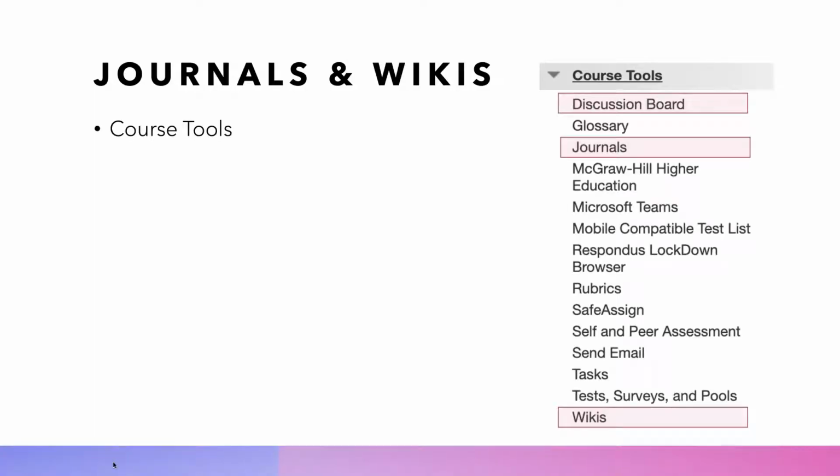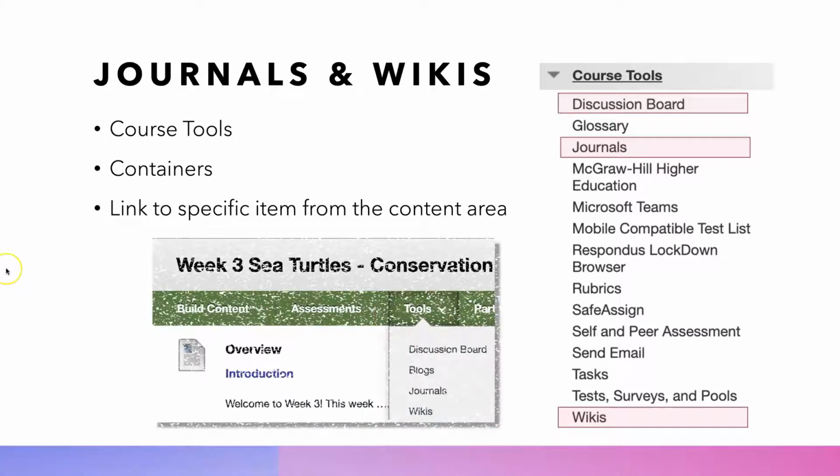We can set up journals and wikis by finding them under Course Tools. Think of them as containers in which we will create specific journals and wikis, and then we link to those items from the content area using the Tools option.